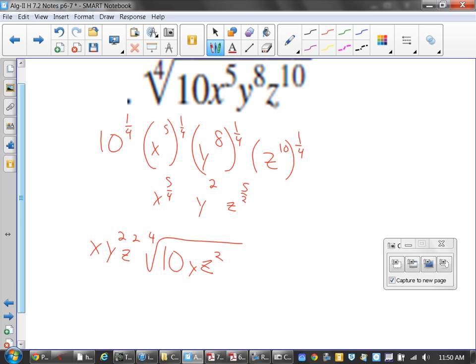Why does that one confuse me? Don't do it with the simplified version. You keep it to the 4th root, so it's 10 over 4. 4 goes into 10 twice, with 2 left over. That's fine.